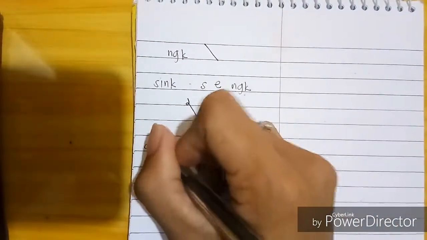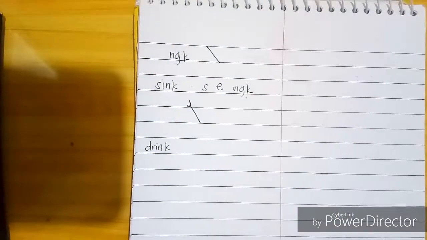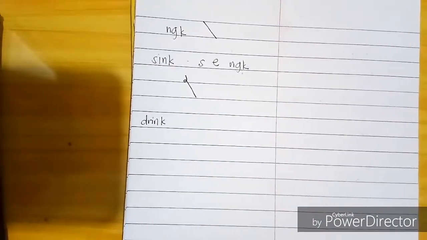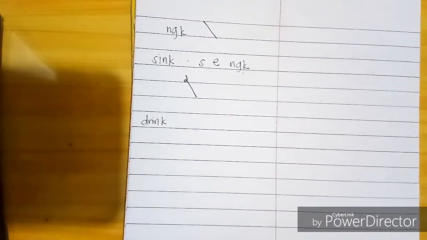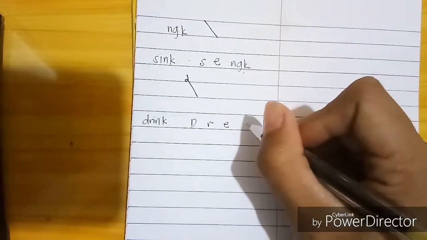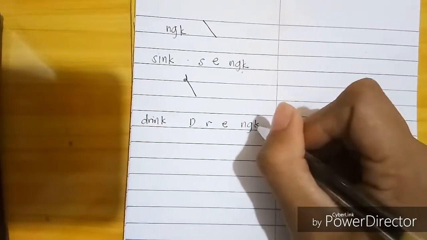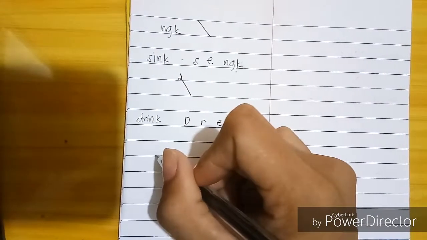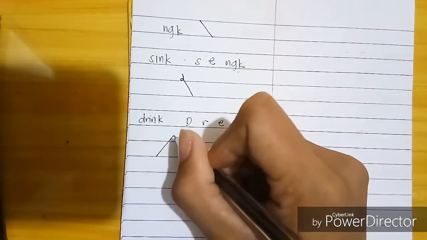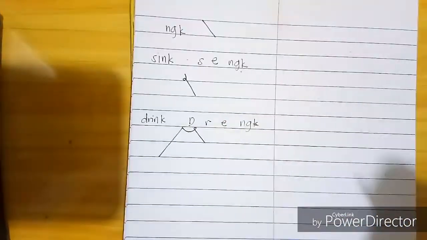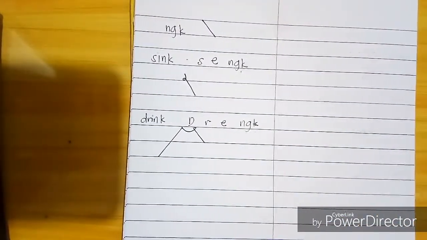Another example is the word drink. The same goes with the words drink and ink. For the word drink, drink is represented by D, R, E, and the word ink. It is written as like that.